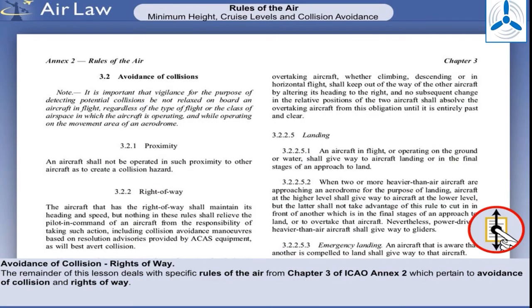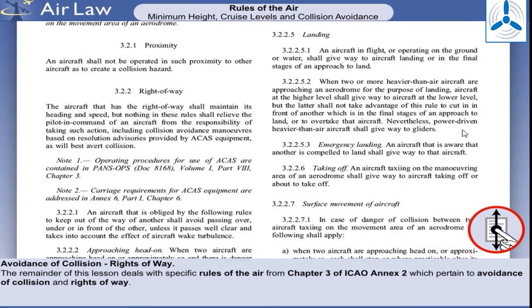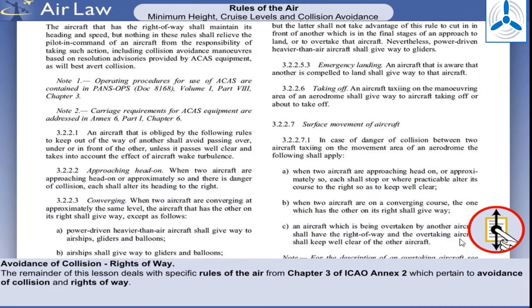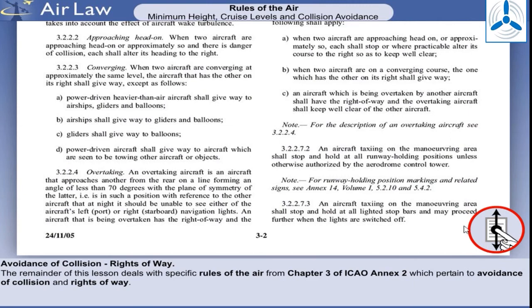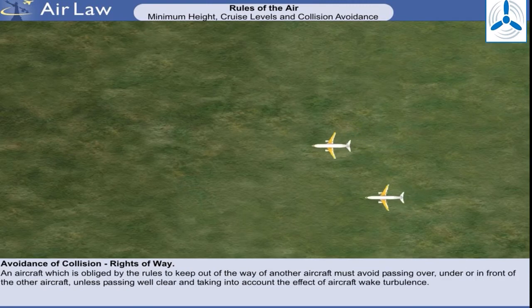The remainder of this lesson deals with specific rules of the air from Chapter 3 of ICAO Annex 2, which pertain to avoidance of collision and rights of way. An aircraft which is obliged by the rules which follow to keep out of the way of another aircraft must avoid passing over, under, or in front of the other aircraft unless passing well clear. Aircraft taking avoiding action must also take into account the effect of wake turbulence.